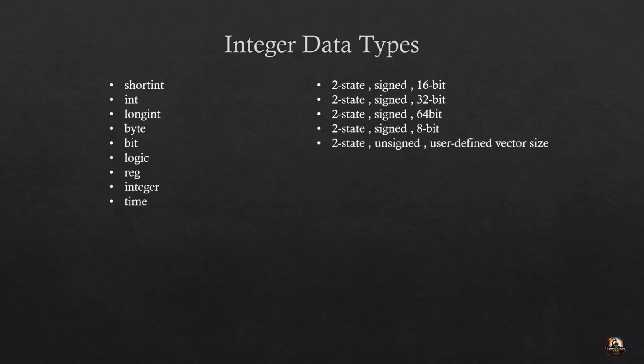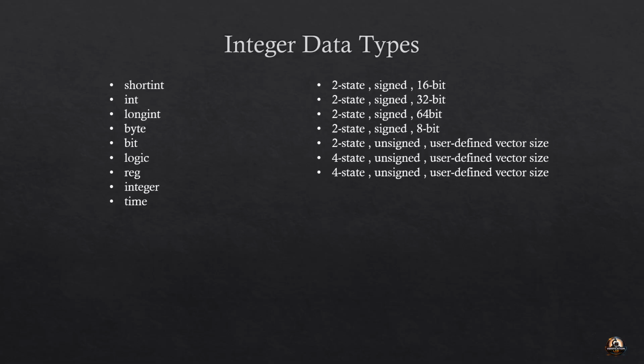Then we have logic. So logic is unsigned. Then we have bit. So bit is an unsigned user defined vector size. So size is dependent upon the user and it is unsigned. Then we have logic. It is a 4-state data type and it is unsigned as well as user defined vector size. Then we have reg, same.